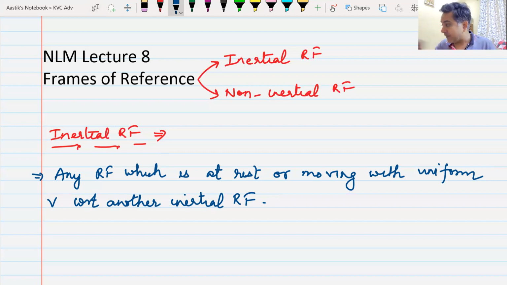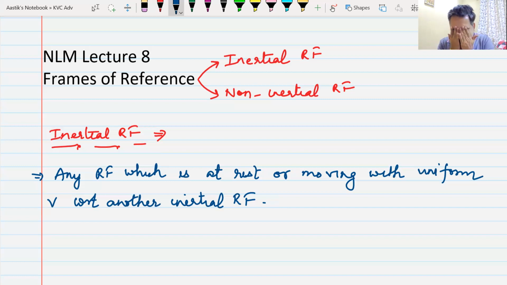If I have one inertial frame which I understand is inertial, let us say this pen is an inertial reference frame, then anything which is at rest or moving with uniform velocity with respect to the pen is also inertial. Remember, in physics, rest and uniform velocity mean the same thing. The only thing that differentiates is the acceleration. So any reference frame at rest or moving with uniform velocity with respect to another inertial reference frame is known as an inertial reference frame.